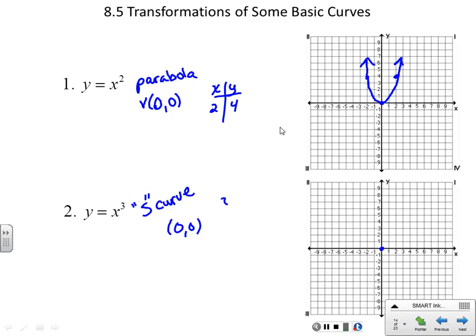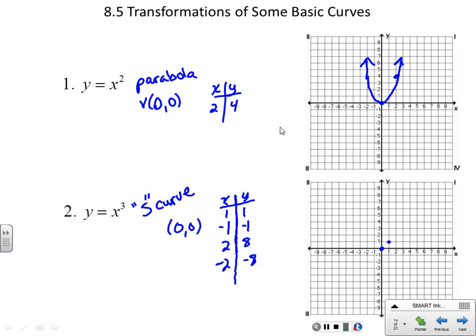But this time, if I do the T-chart, we're going to plug in 4 numbers just to see what's going on. If I plug in 1, I'm going to get 1. If I plug in -1, I'm going to get -1. If I plug in 2, I'm going to get 8. If I plug in -2, I'm going to get -8. Okay, you're just cubing all those numbers.